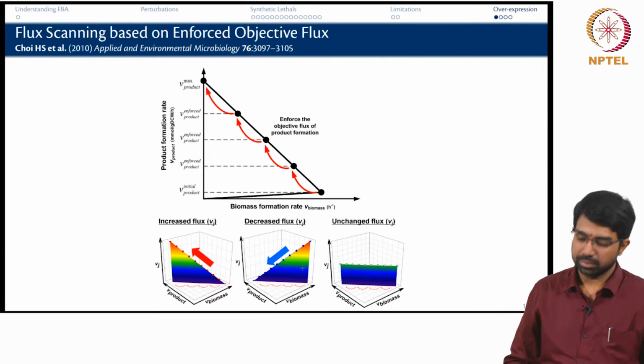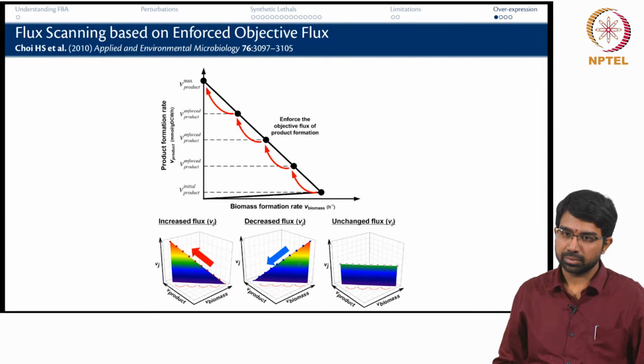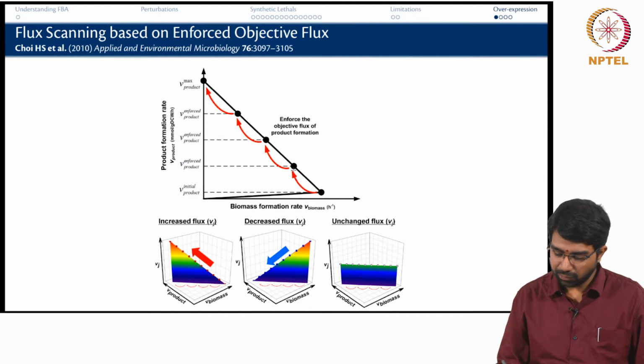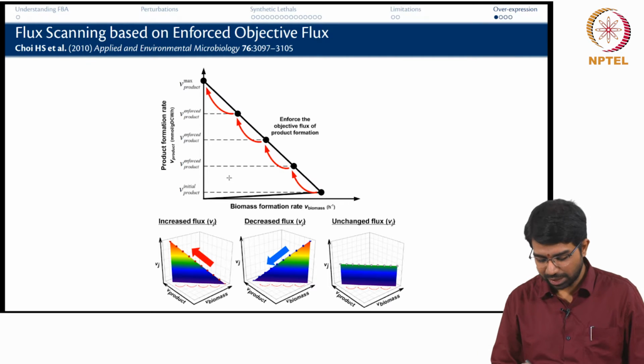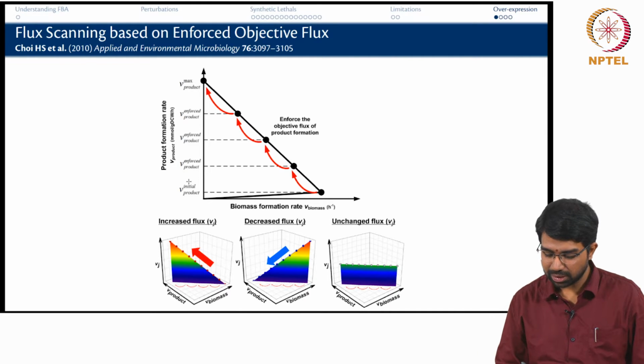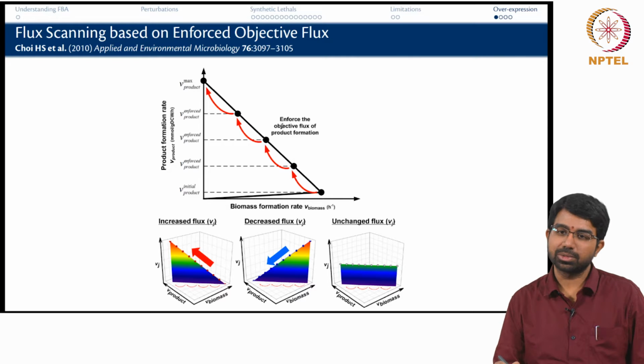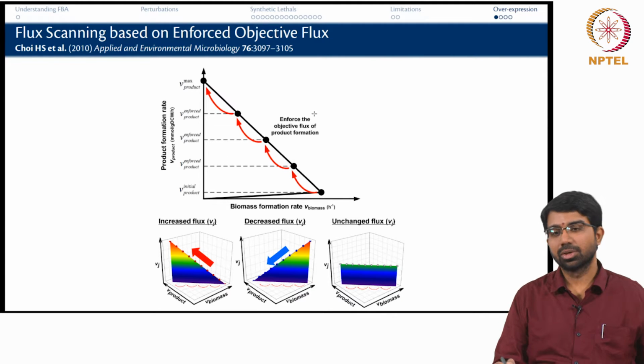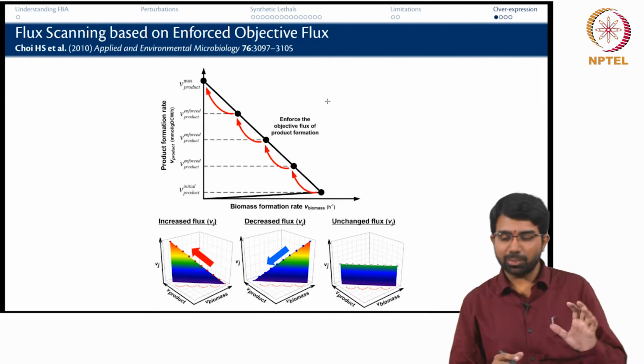You're setting lycopene or something. What objective flux are we enforcing? Objective flux is biomass maximization. Objective, but we enforce the product. So you enforce the product objective flux as well. So you also have a product objective.